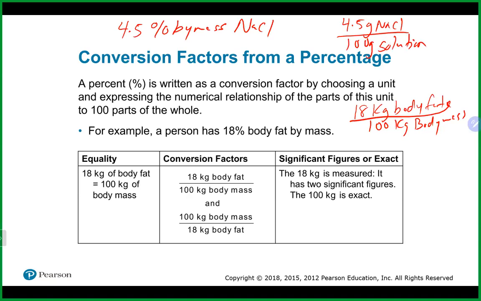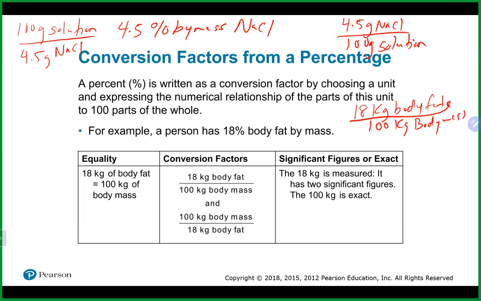So that's just an easy way to turn it into a usable number. And you could also use it the opposite way. You could flip it over and say 100 grams of solution would have 4.5 grams of sodium chloride. So again, very commonly given to you in calculations, and you can convert it.